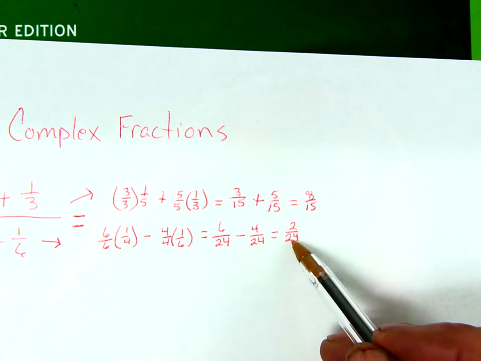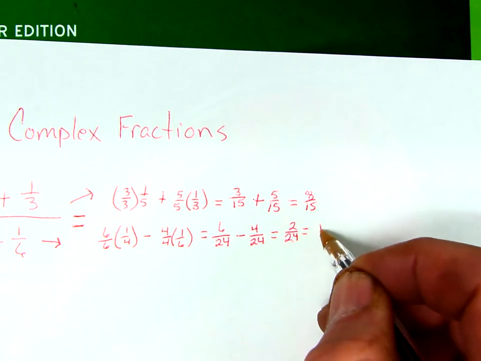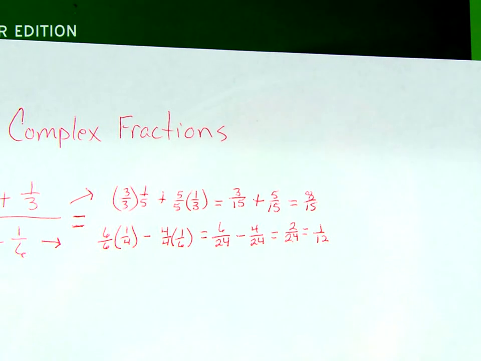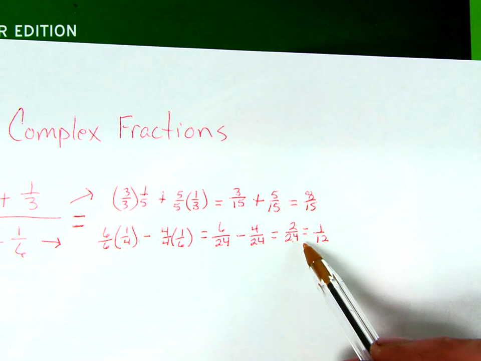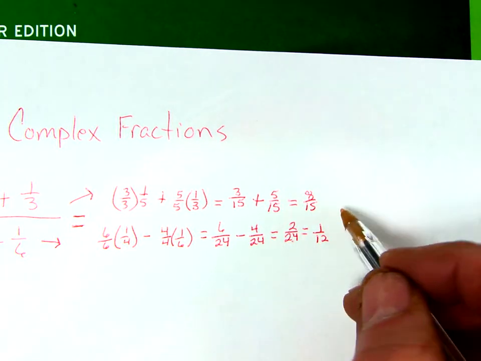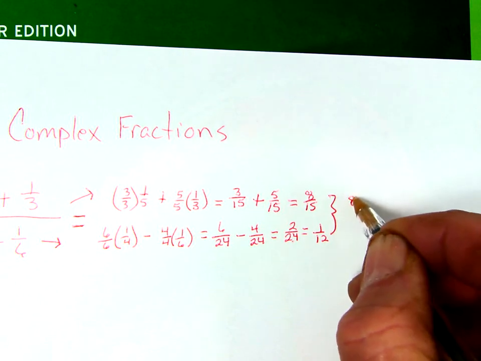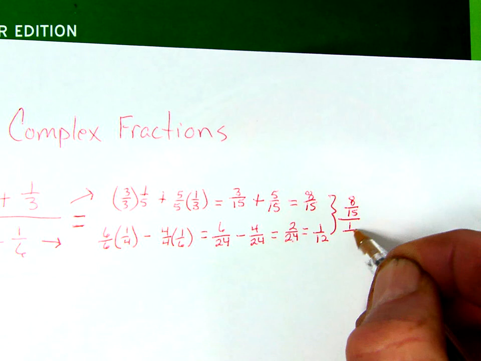Now this one can be reduced to 1 over 12. And I think I'm going to go ahead and do that. If it couldn't be reduced, then we would go ahead and use it the way that it is. So what we have ended up with is 8 over 15 divided by 1 over 12.